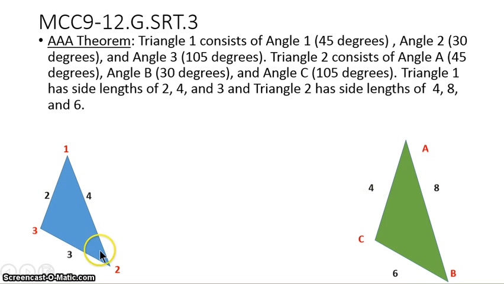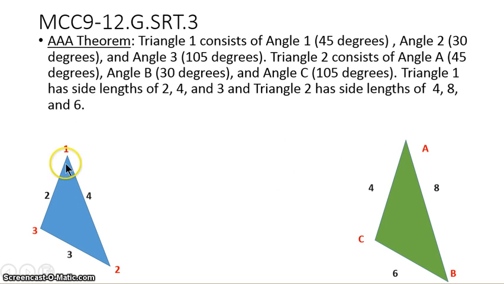Now, forget that we have the angle measures. Look at only the sides. Are these sides proportional? Yes, they are. 2 divided by 4, 4 divided by 8, 3 divided by 6, or vice versa. That will get you the same number all around, which means that these are proportional. The corresponding sides are proportional.